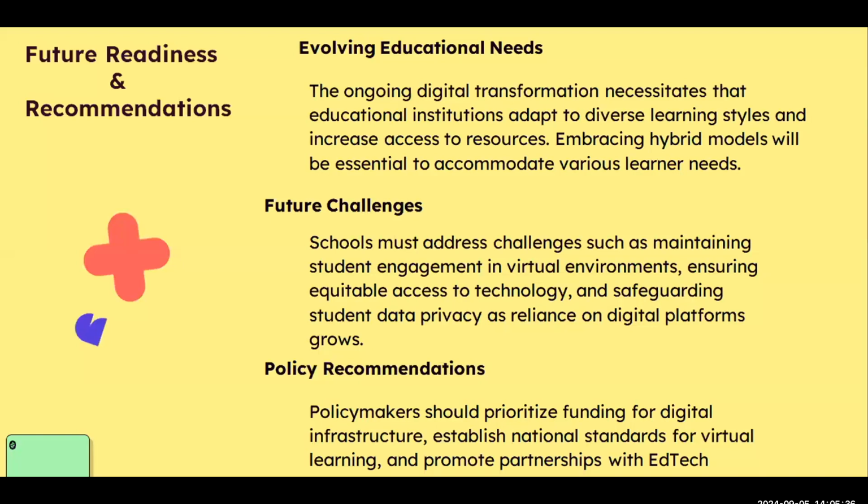So now, the policy recommendations. Policymakers must prioritize funding for digital infrastructure. They must also establish national standards so that no one is left behind. There must be proper funding for digital infrastructure. The national standards must help ensure consistent quality across schools all over the nation.